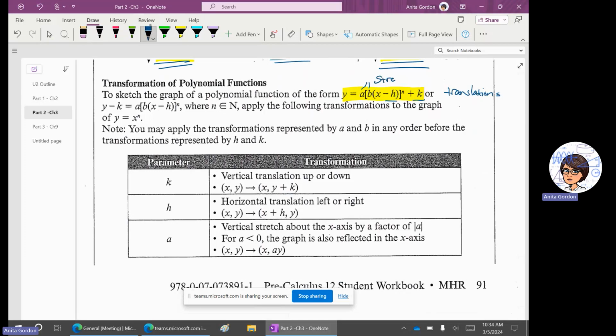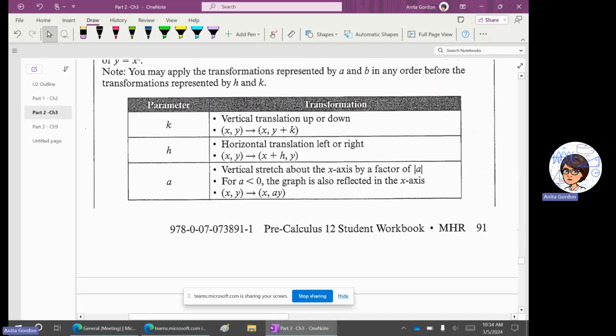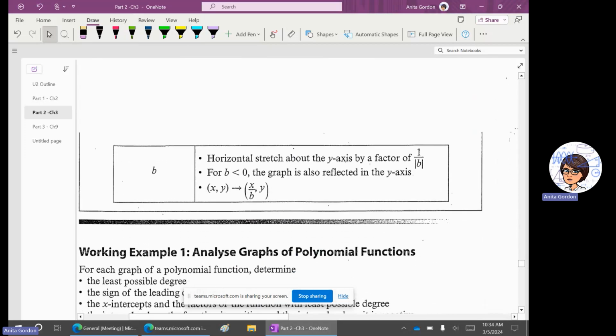And then the signs of a and b, whether they're positive or negative, will also tell us the direction. And this chart kind of summarizes what we already know about transformations that we did in Unit 1. So I'm just going to scroll right over it here.